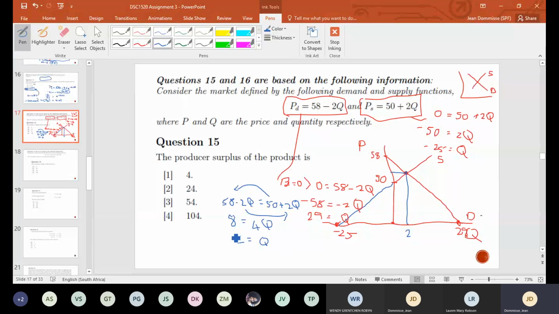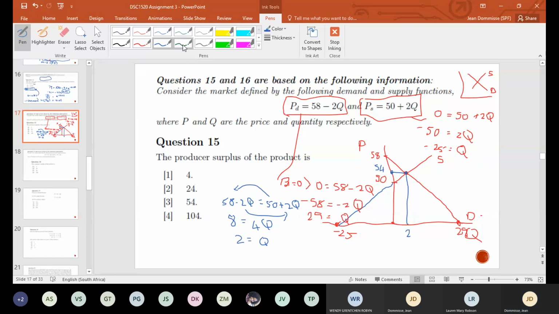Then I can put that 2 into any one of those formulas. I like to put it into that one because then I don't need to subtract anything. So if I put 2 in the supply function, 2 times 2 is 4. 4 plus 50 is 54. So I know that number there is 54.